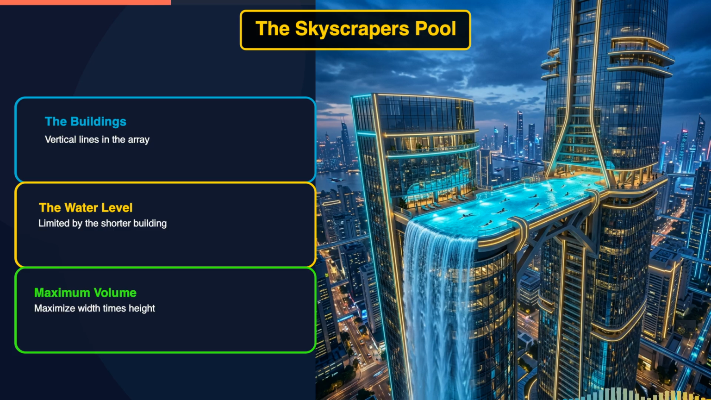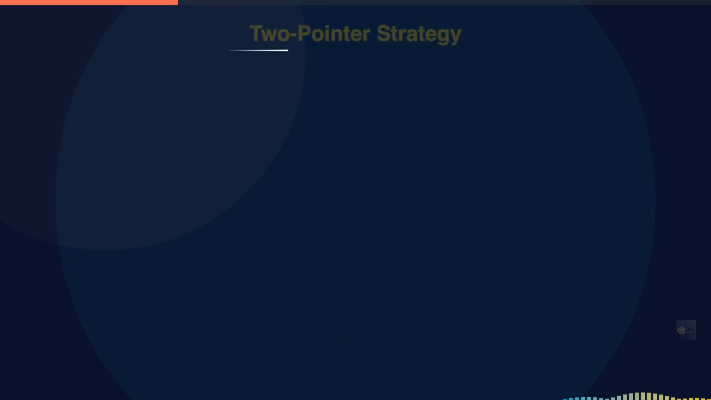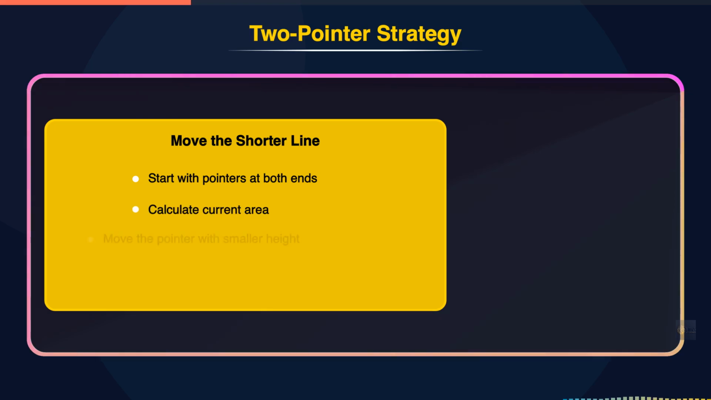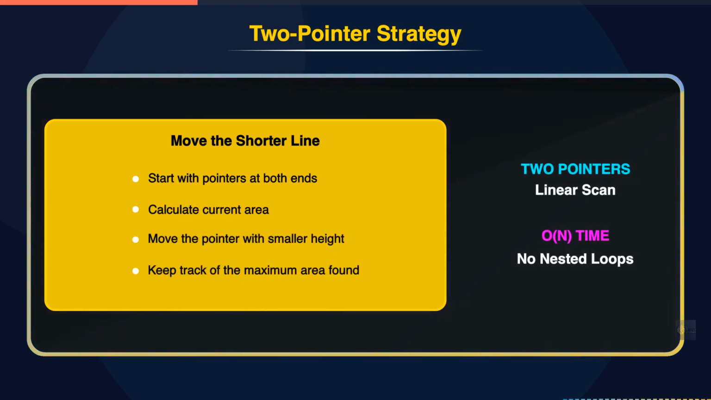Now, let us dive into the algorithmic strategy. A brute force approach would check every single pair, but that is too slow. Instead, we use the powerful two-pointer technique. We start with one pointer at the very left and another at the very right. This gives us the maximum possible width.